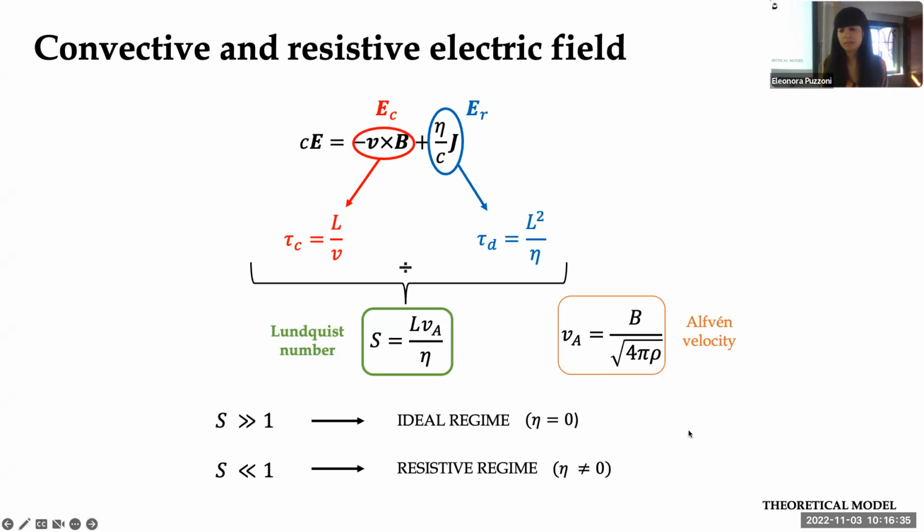Albeit astrophysical plasmas are essentially ideal, the flow evolution may lead to the formation of localized regions of large gradients and electric current in which the resistivity cannot be neglected anymore.